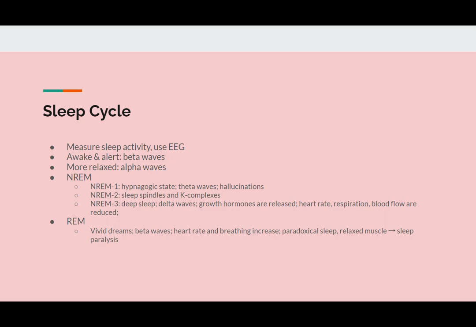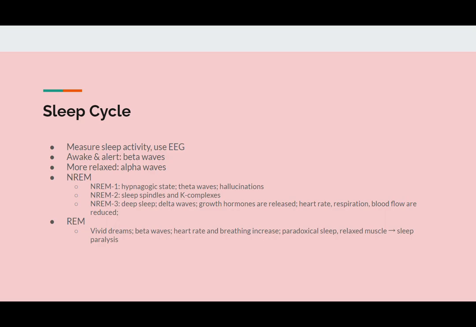Let's continue. NREM3, or deep sleep, follows NREM2. During this sleep stage, delta waves are emitted and growth hormones are released. Heart rate, respiration, and blood flow are reduced. The further into the night you get, the less deep sleep you have.